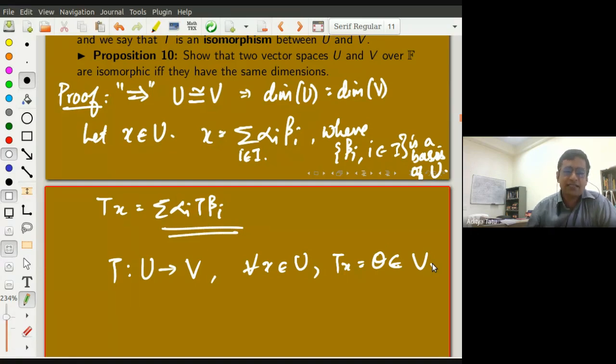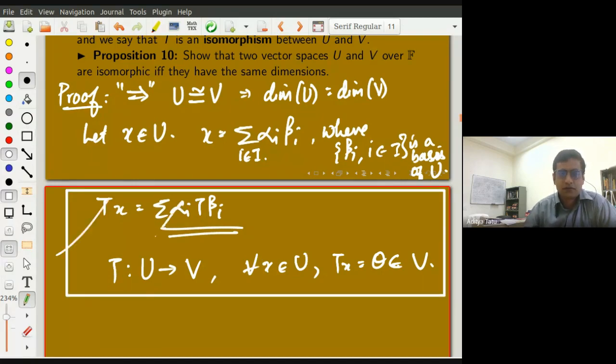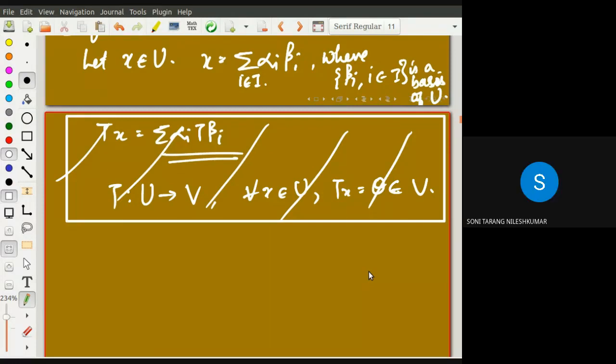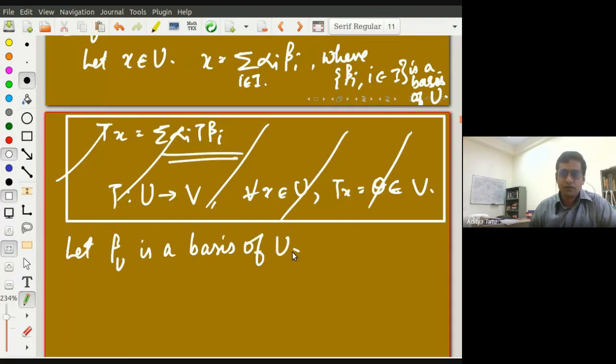Okay, so the catch is you cannot take any linear transformation. Instead, see, what do you want to show? You want to show that the dimensions are the same. What do we mean by dimension? Cardinality of the basis, right? So let us say beta u is a basis of my vector space U, written as beta i, where i is coming from an index set.